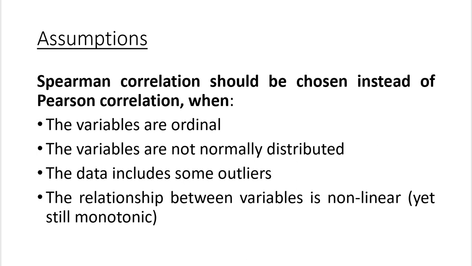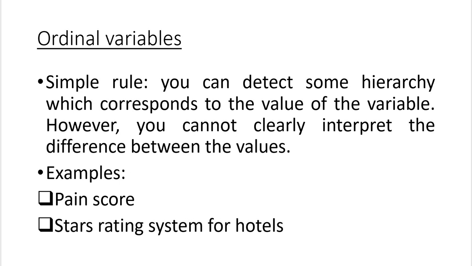So let us get back to the notion of ordinal variables, even though I believe we discussed it later. So the rule is pretty simple. The variable is ordinal when you can detect some hierarchy which corresponds to the value of the variable, but you cannot clearly interpret the difference between the values. For instance, you can consider the pain score. So you know that pain score 8 is worse than pain score equal to 4. But you cannot say that it's 2 times as painful as pain score equal to 4.